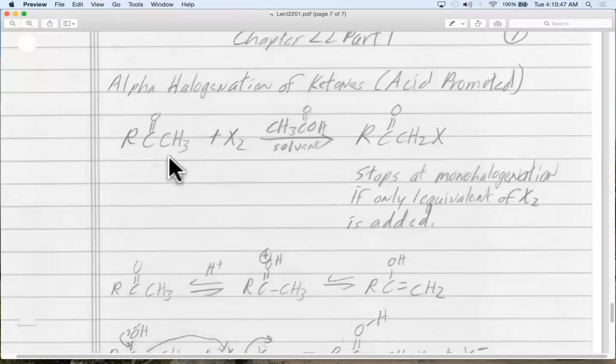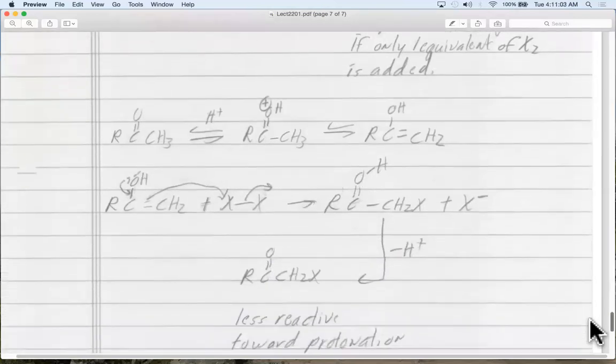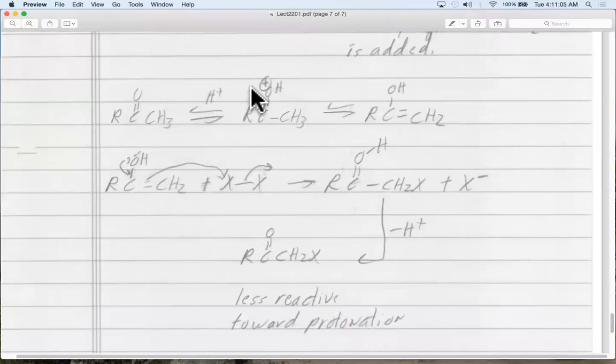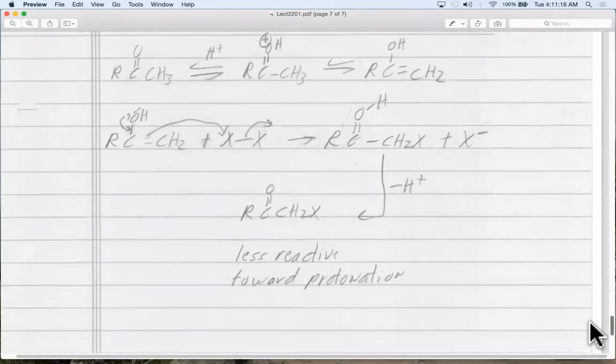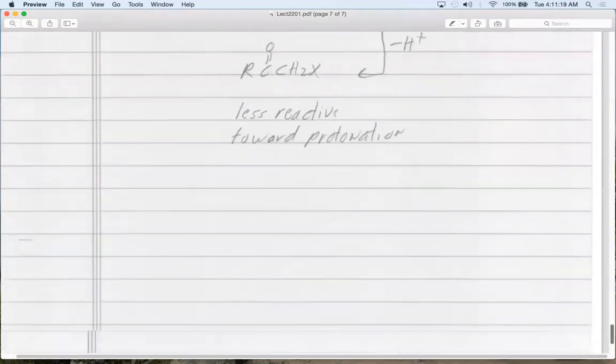So if we take a ketone, even though it's got three hydrogens on it, and react it with a halogen in the presence of acetic acid, notice that we can stop the reaction with monohalogenation. We cannot do that in the basic solution. And the reason is because the compound here is more reactive than the compound that's produced in the first step, okay? And you can read the textbook to see why that is.